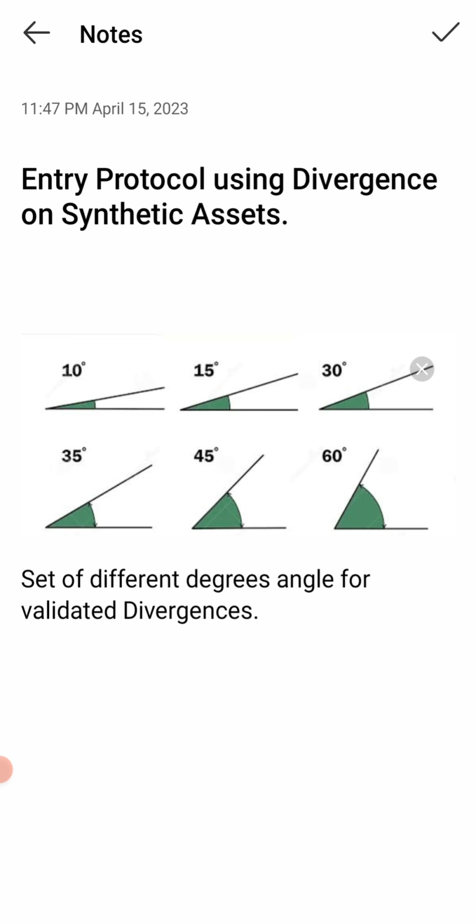But I want you to look at these angulations, these different degrees of angle: 10 degrees, 15 degrees, 30 degrees, 35 degrees, 45, and 60. All of these angles are okay for divergence. I just added 60 because on some occasions the 60 degrees will show up. But anything outside 60 degrees is not supposed to be trusted, because if that happens, you're going to experience a lot of dragging when the market is supposed to turn.